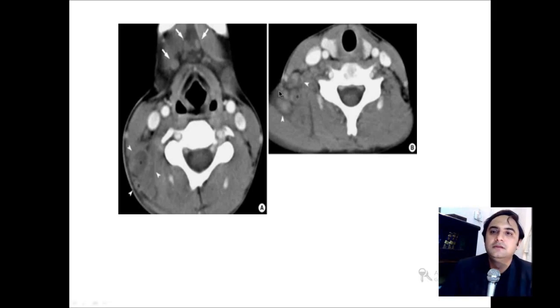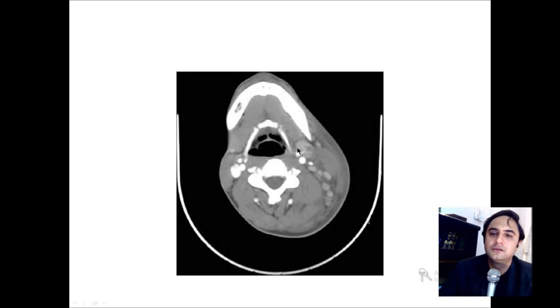Now this is again a clustering pattern of the lymph nodes which you see here. 1, 2, 3, 4 nodes are present. And this is at the level of the C5 vertebra.